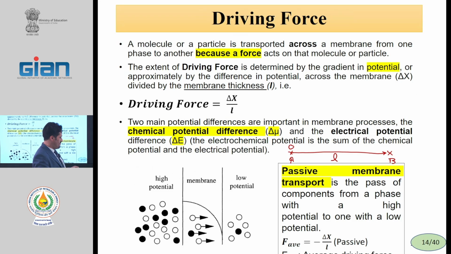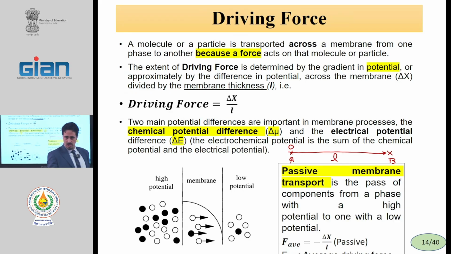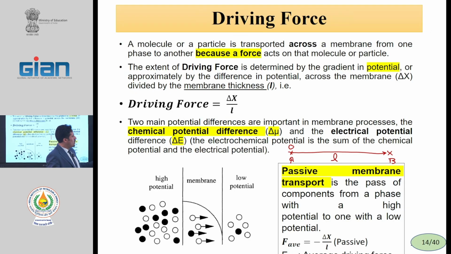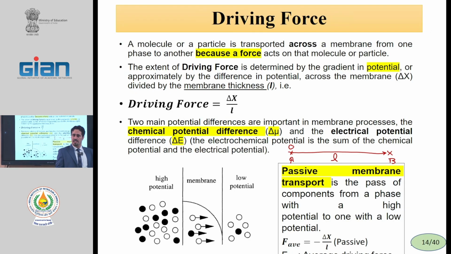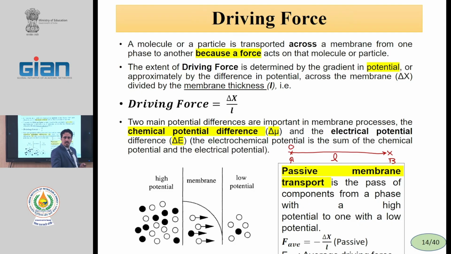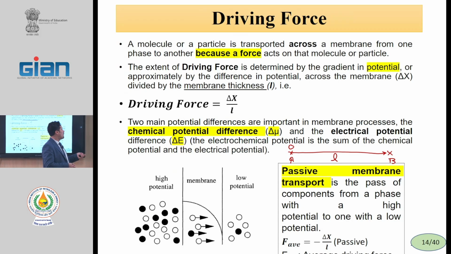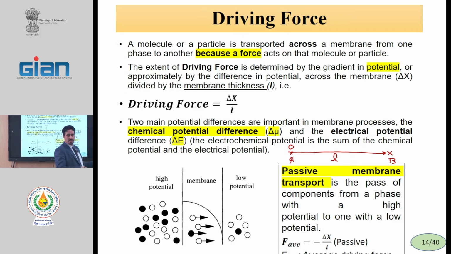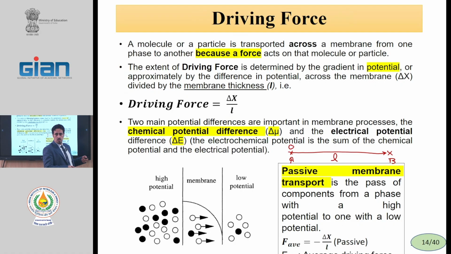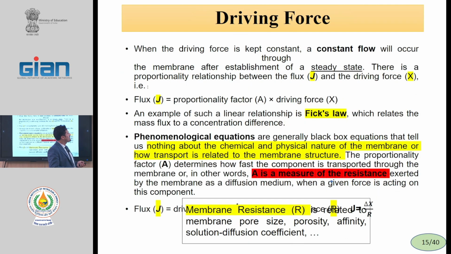Usually, we have passive transport. Passive transport means that we go from high potential to low potential. All molecules want to reduce their energy, their potential, and therefore in passive transport, we go from high temperature to low temperature, high pressure to low pressure, high concentration to low concentration. But this is passive transport.